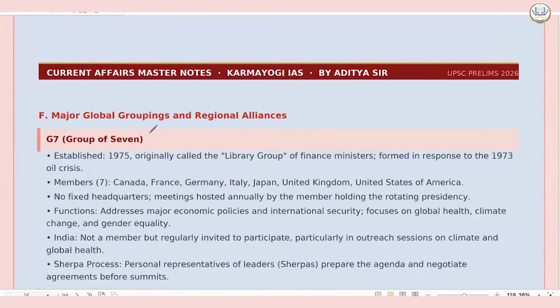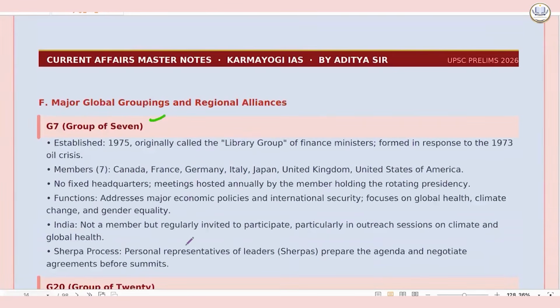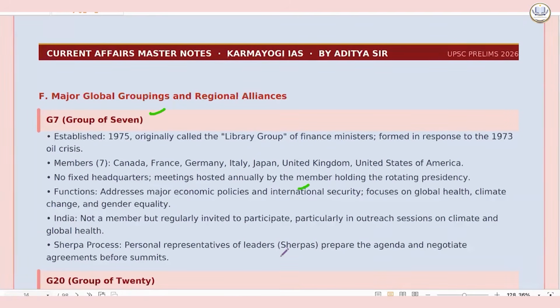G7, that is Group of 7, was established in 1975. It was originally called the Library Group of Finance Ministers, formed in response to the 1973 oil crisis. Members: Canada, France, Germany, Italy, Japan, UK, and USA. There is no fixed headquarters, meetings are hosted annually by the members holding the rotating presidency.